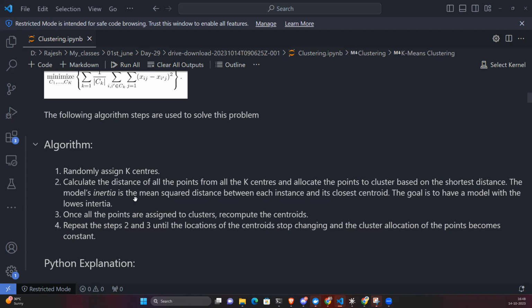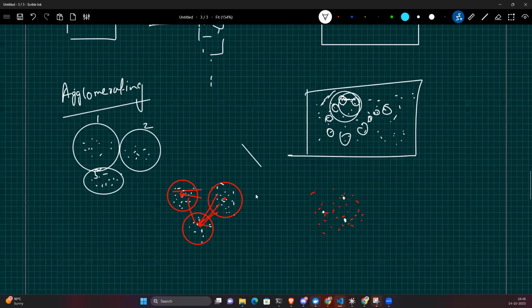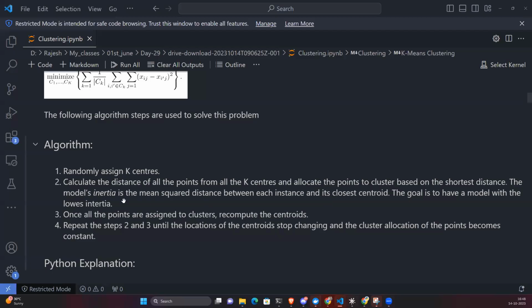Next, calculate the distance of all the points from all the k centers and allocate each point to a cluster based on the shortest distance. The model inertia is the mean square distance between the points and their closest centroid, and the goal is to have the model with the lowest inertia. So for this centroid we calculate the distance of each point, and similarly with respect to this centroid, and this one, for all the points, not only the near ones. Then whichever points have the shortest distance to a centroid, we mark them as one cluster, similarly with this and this.